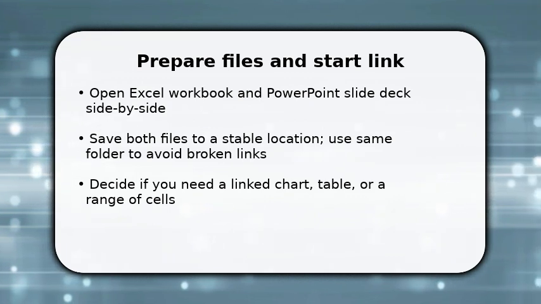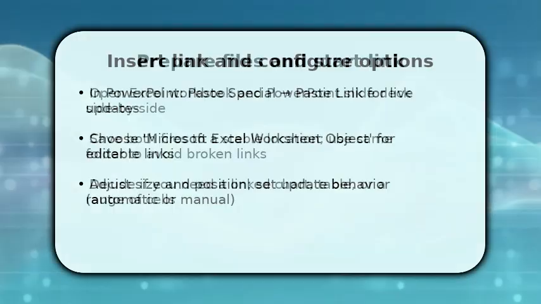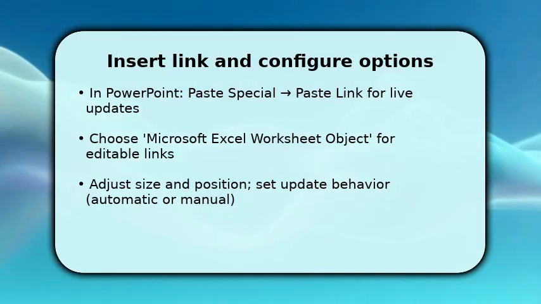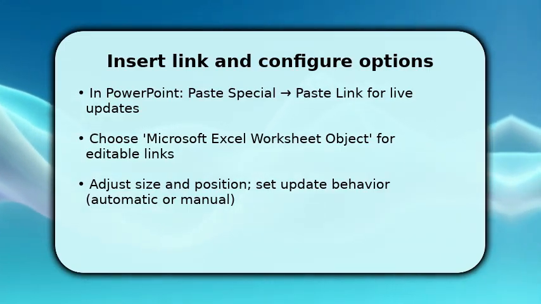Now you paste the copied Excel object as a link. Use Paste Special and select Paste Link so PowerPoint references the original workbook. Choose the Excel worksheet object type if you want an editable connection rather than a static picture.